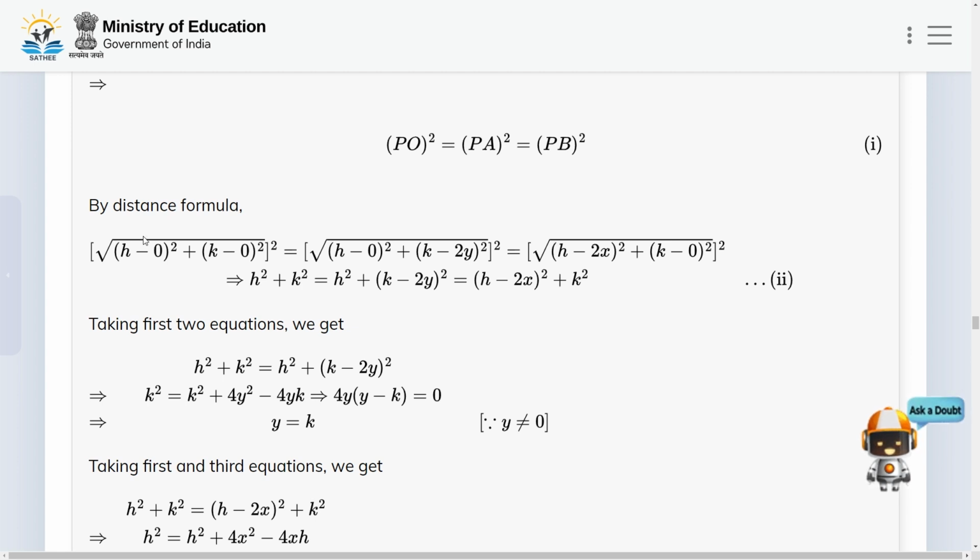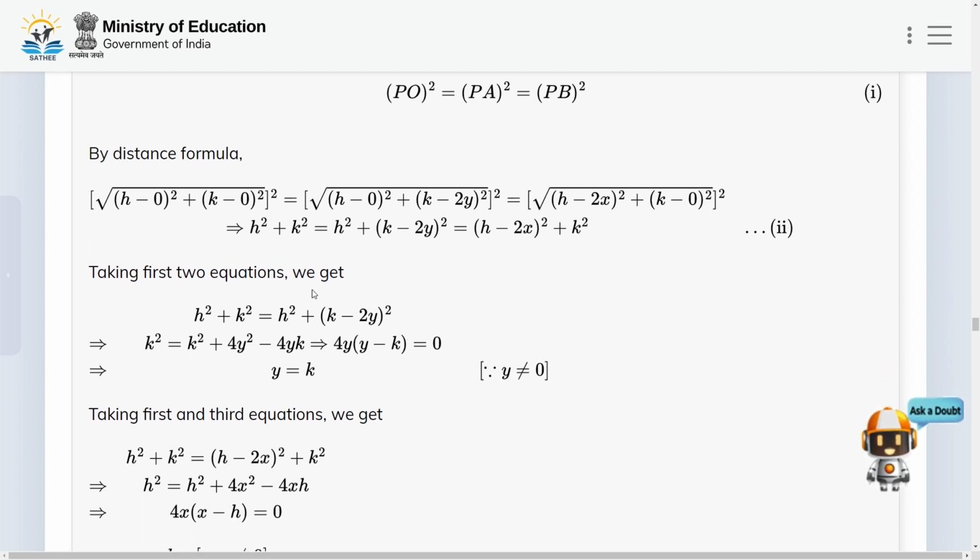By the distance formula, this is the square root of (h minus 0) whole square plus (k minus 0) whole square, which is equal to the square root of (h minus 0) whole square plus (k minus 2y) whole square, and this is equal to the square root of (h minus 2x) whole square plus (k minus 0) whole square. It implies h square plus k square equals h square plus (k minus 2y) whole square, which equals (h minus 2x) whole square plus k square.